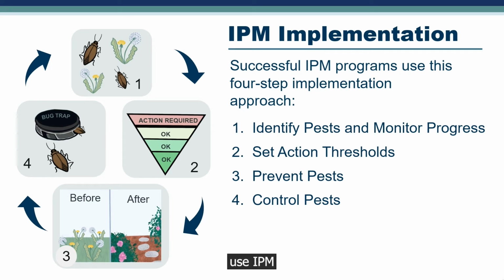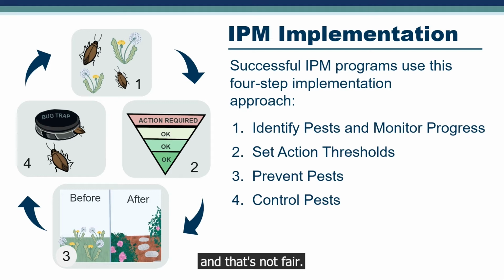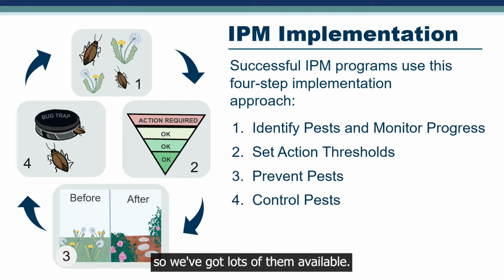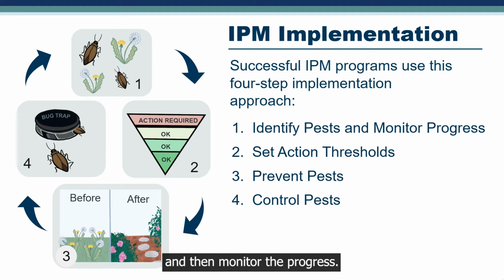Implementation. So to use IPM successfully, you've got 4 steps. First, you're going to identify the pest and monitor progress. To be fair, identifying the pest is something that we've traditionally glossed over, and that's not fair. Identifying is a huge job, and it's not necessarily easy. So we've got lots of time available. Your team is available. Always find out who it is, and then monitor the progress.